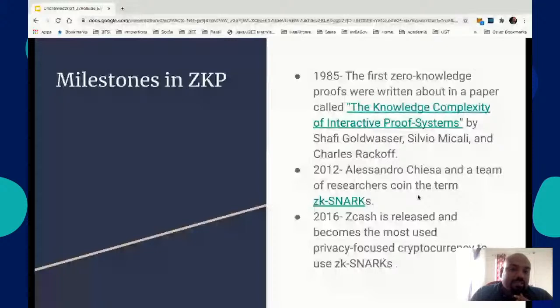And in 2012, Alessandro Chiesa and his team came with research on ZK-SNARK. ZK-SNARK is something known as zero knowledge succinct non-interactive argument of knowledge. That was revolutionary. And in 2016, the Zcash protocol was released, and they became a cryptocurrency using ZK-SNARK, the concept proposed by Alessandro and his team, along with other researchers like Dr. Eli Ben-Sasson.